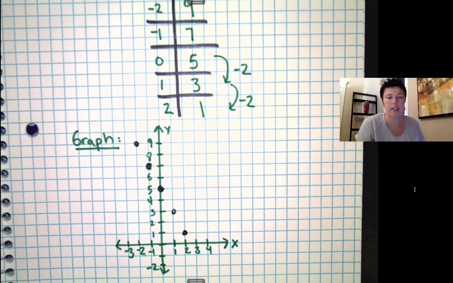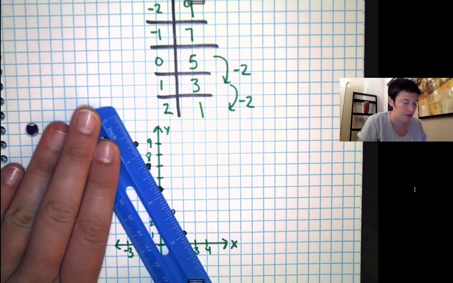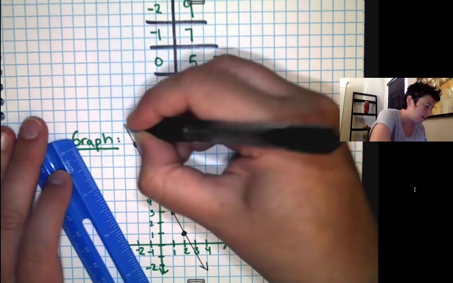And just like expected, it looks like a line. If you take your ruler, those points should perfectly line up. And they do, if you did it correctly. So I'm going to connect my points. I'm going to draw my arrow.